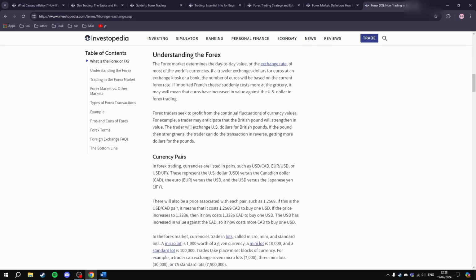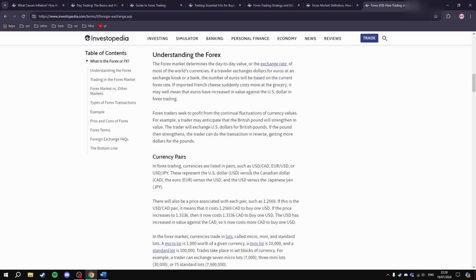Understanding the Forex. The Forex market determines the day-to-day value, or the exchange rate, of most of the world's currencies. If a traveller exchanges dollars for euros at an exchange kiosk or a bank, the number of euros will be based on the current Forex rate. If imported French cheese suddenly costs more at the grocery, it may well mean that the euro has increased in value against the US dollar in Forex trading.